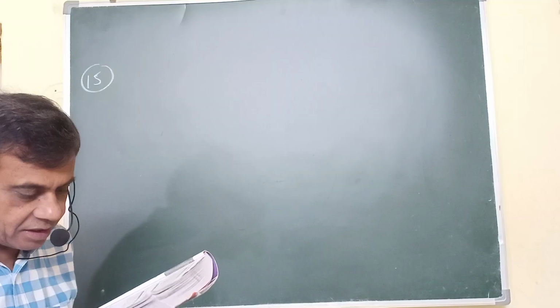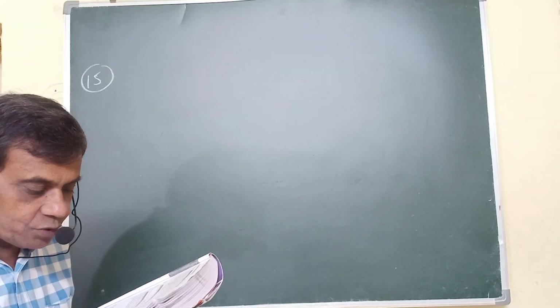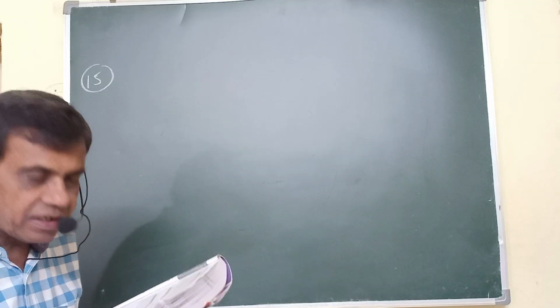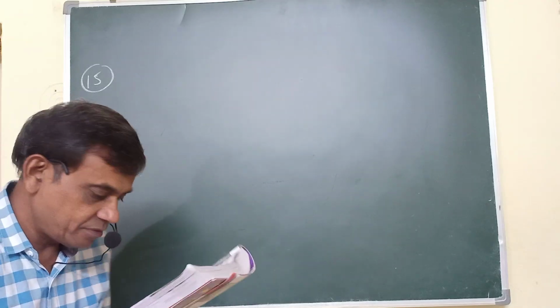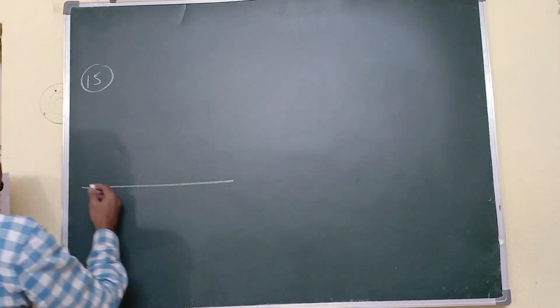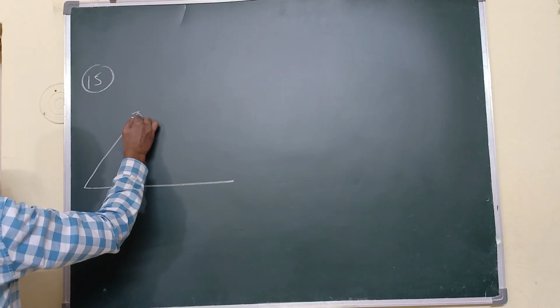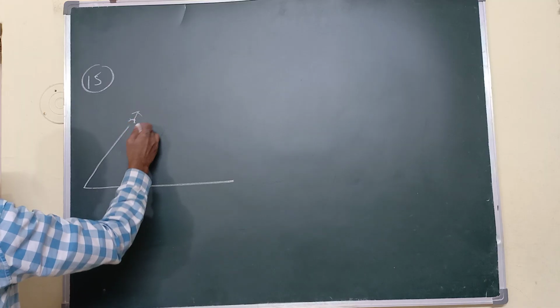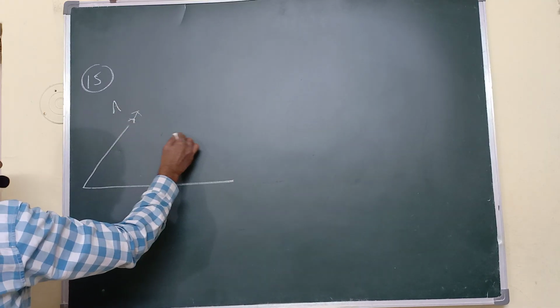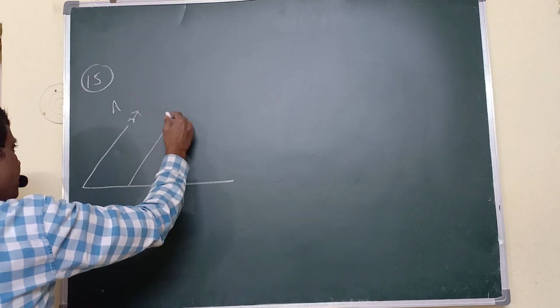So what is the time t naught value he is asking, and the distance between these two planes he has given as 500 meters. That is the question. Now this is A plane, and this is B plane.